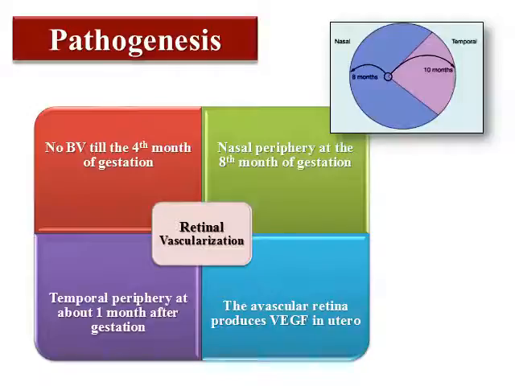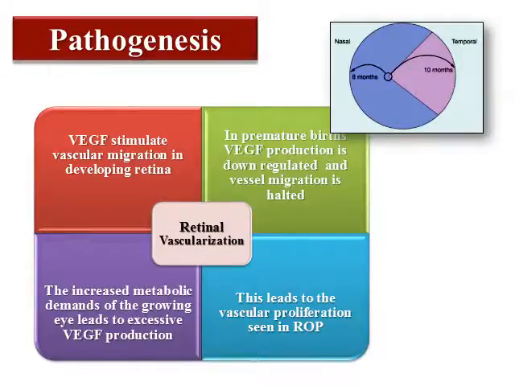No blood vessels are found in the retina till the 4th month of gestation. The nasal periphery is completely vascularized at the 8th month of gestation, while the temporal periphery remains unvascularized till about 1 month after gestation. The avascular retina produces VEGF in utero. VEGF stimulates vascular migration in the developing retina.